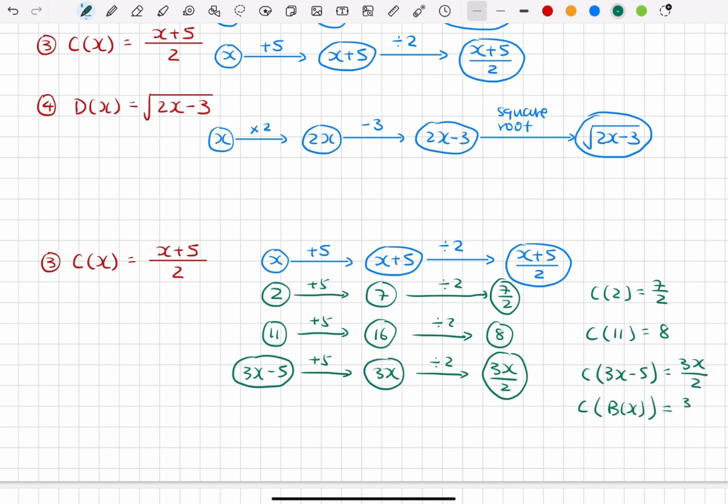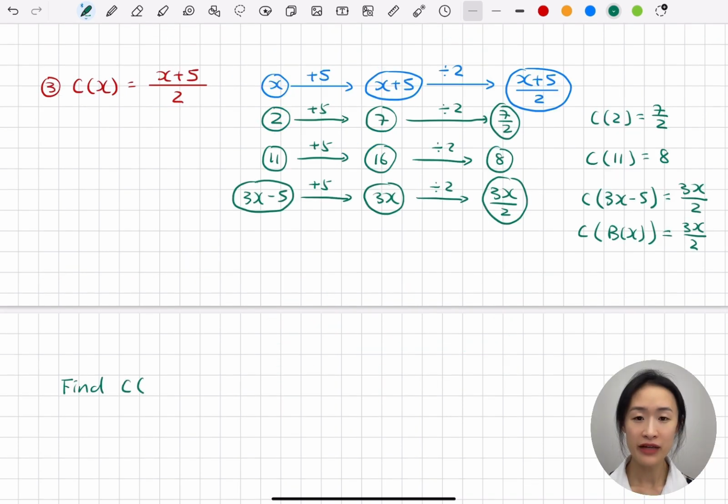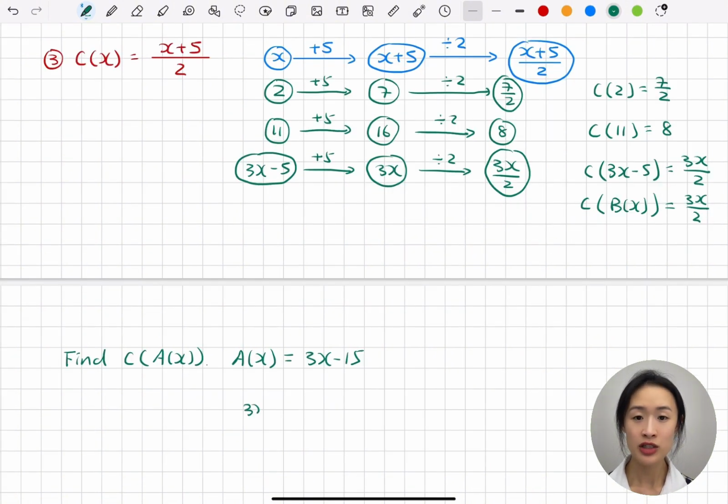And then that equals 3x over 2. Now what happens if I want to find C(A(x))? That means I want to put A(x) into function C. Now A(x) is 3x take away 15. So what machine C does is add 5 to that expression. That will give us 3x take away 10. And then I will need to divide it by 2, so that the answer will be (3x take away 10) all over 2.